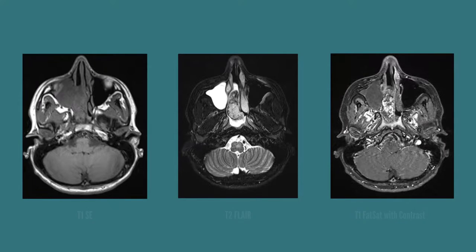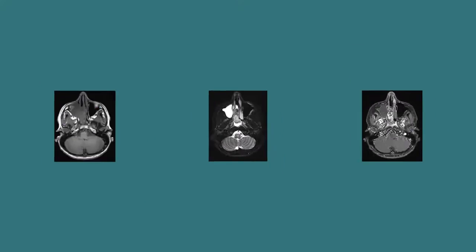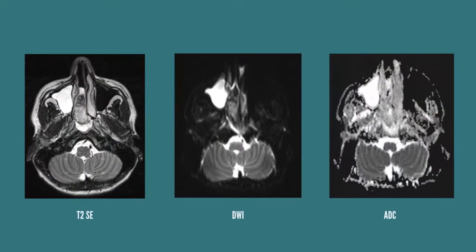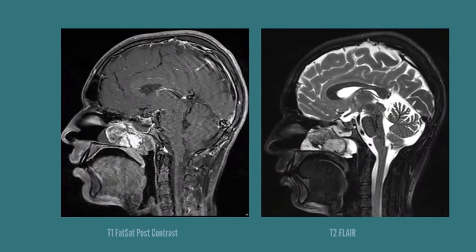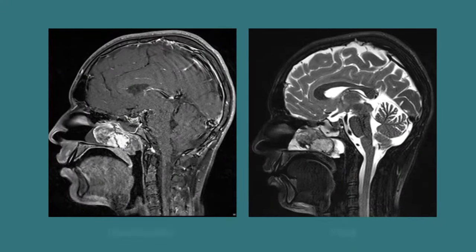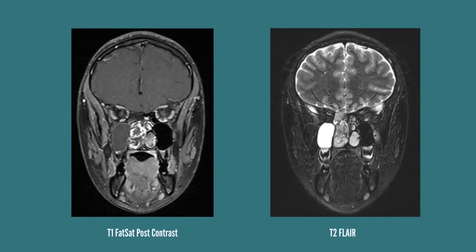The mass is hypointense in T1 weighted images. It is heterogeneously hyperintense in T2 weighted images and shows heterogeneous avid enhancement in post-contrast sequences. Multiple discrete linear and dot-like hypointense areas are noted in both T1 and T2 weighted images, denoting highly vascular stroma.